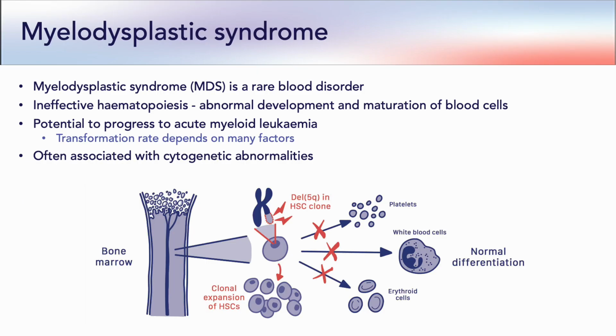So MDS stands for myelodysplastic syndrome, which is a rare blood disorder that's caused by multiple different factors. It's a heterogeneous disease, but all of these changes result in ineffective hematopoiesis, which results in the abnormal development and maturation of blood cells in the bone marrow. This disease is interesting from a clinical perspective because it has the potential to progress to acute myeloid leukemia, which depends on many factors, a lot of which are poorly understood. And this disease is commonly associated with cytogenetic abnormalities such as chromosomal translocations, insertions, and deletions.